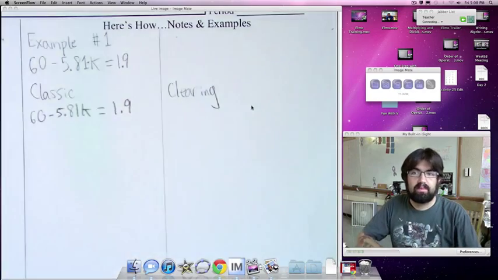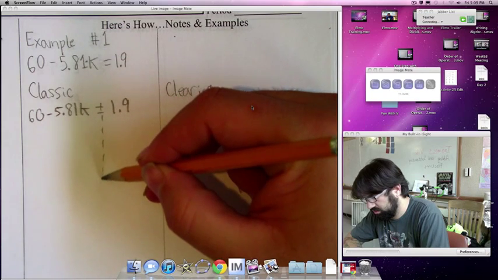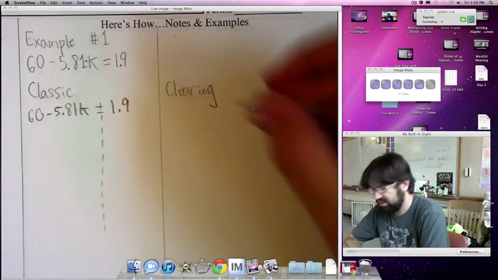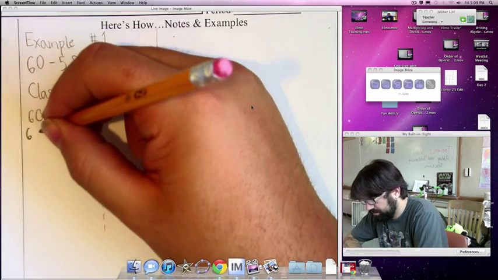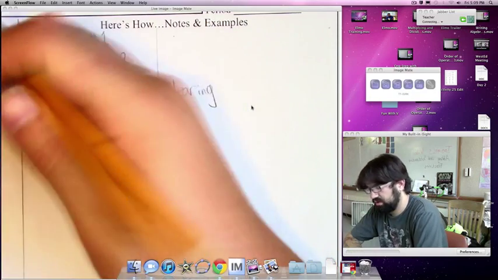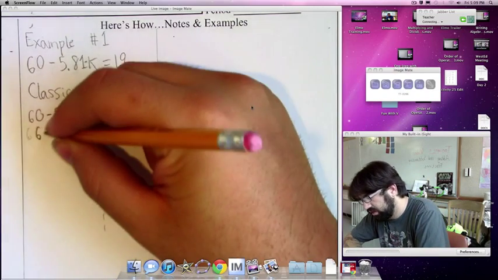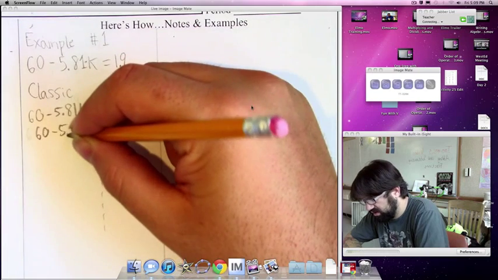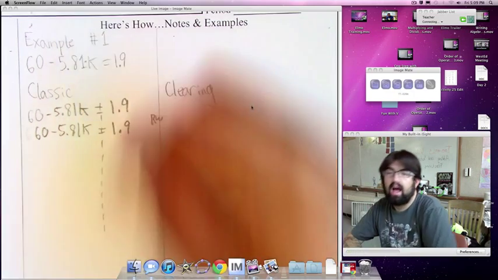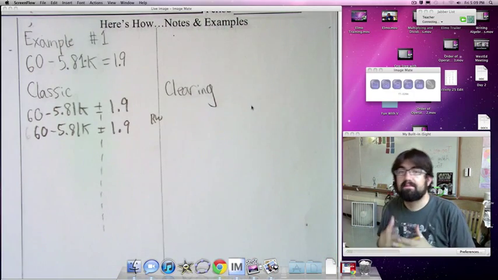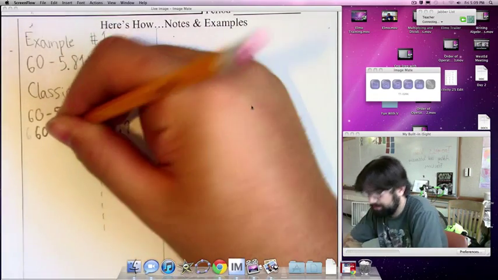So first step with any equation, balance line. Okay. Second step, I'm going to rewrite. I'm going to put down what I'm doing here. I'm sure you know why, because you're already thinking about what you're going to move first, I hope. So 60 minus 5.81k is equal to 1.9. I'm going to change that minus to a plus and 5.81 into a negative, just because that's how I always think about these things.